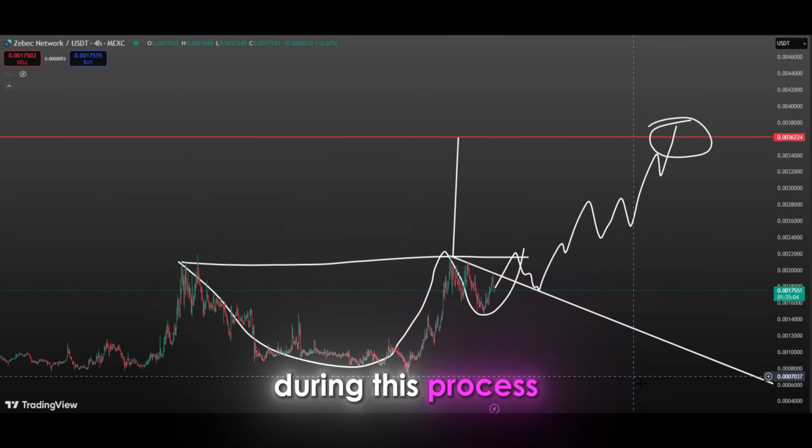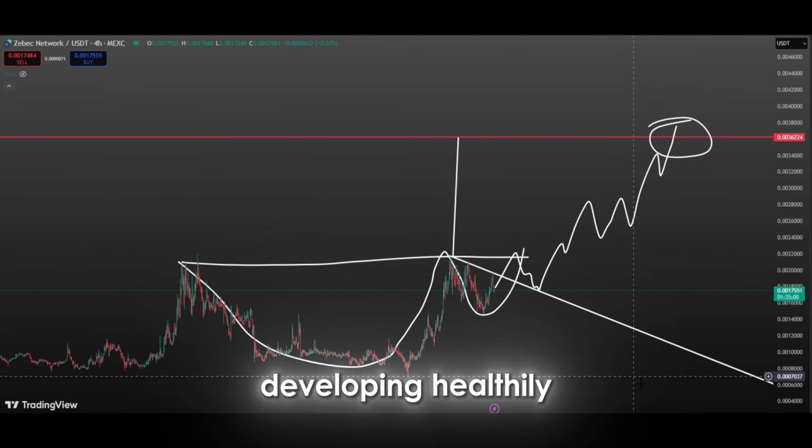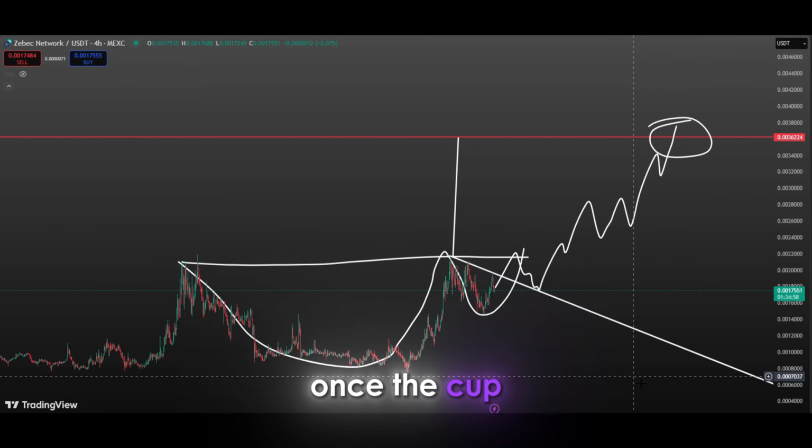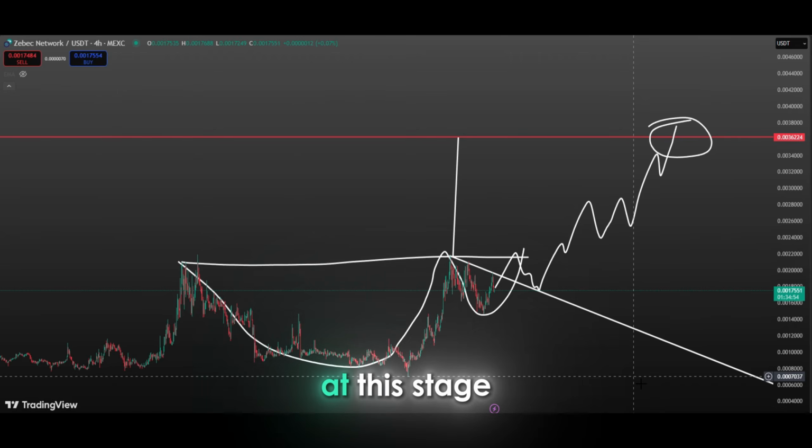After experiencing a certain decline, the price has gradually stabilized into a rounded bottom and then started to rise. During this process, investor interest has increased, and there has been a noticeable revival in volume. This shows that the formation is developing healthily, and investor sentiment is slowly turning positive. Once the cup is completed, the price reaches the peak of the formation, where naturally some profit-taking occurs. At this stage, the handle part begins to form.